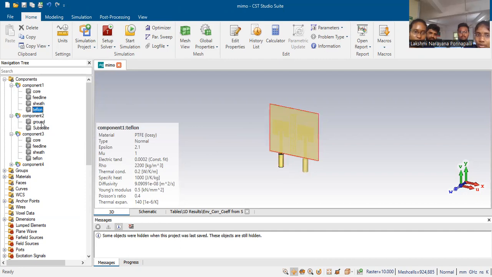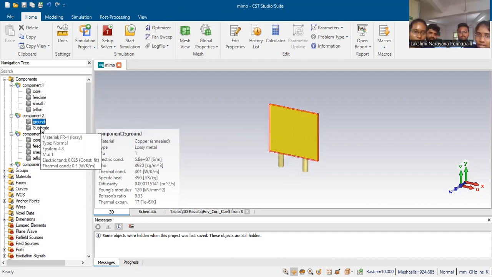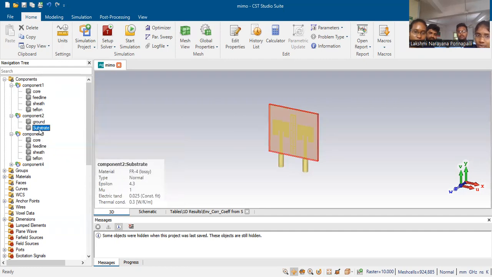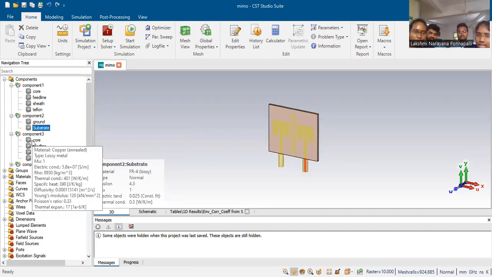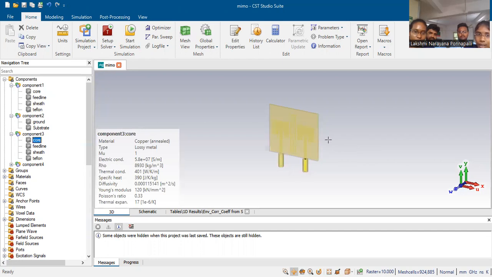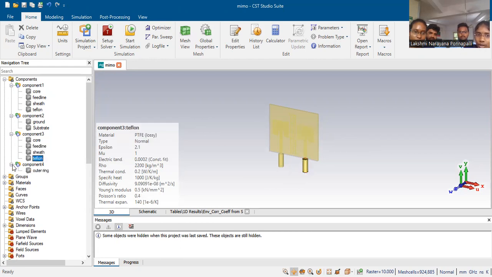In component 2 we placed the ground and substrate. This is the ground and this is the substrate. In component 3 we discussed the second antenna. This is the core, this is the feed line, this is the sheet, and this is the Teflon. In component 4 we discussed the output ring, which is completely about the metamaterial.